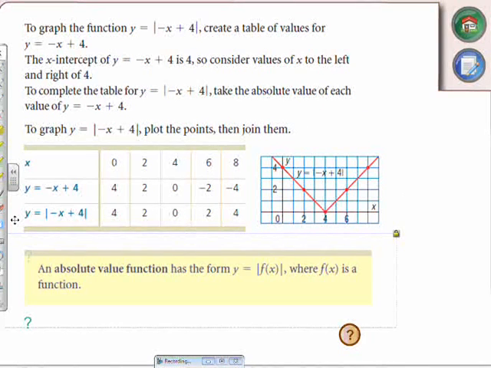So an absolute value function is the absolute value of f of x.